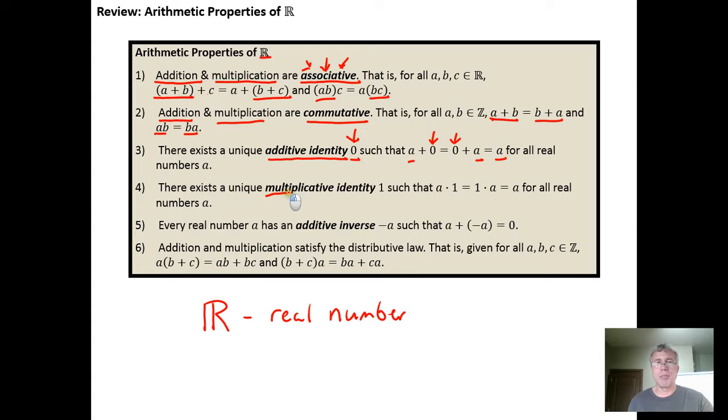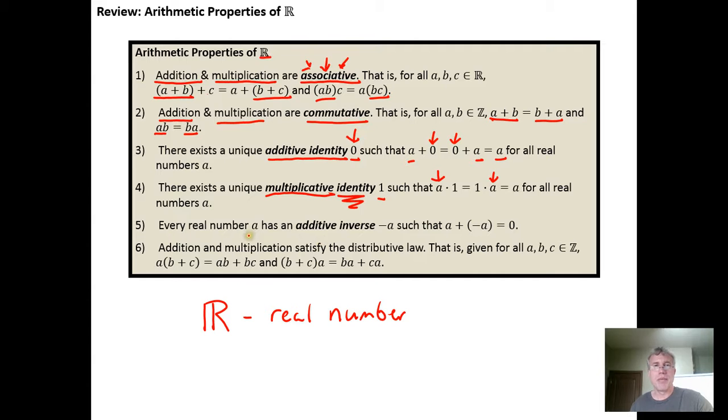And then we have a multiplicative identity, which is 1. And 1 is the number that preserves the identity of any real number A under multiplication. So A times 1 or 1 times A will still be A. 3 times 1 is 3. Multiplication by 1 preserves the identity of the number 3. Multiplication by 1 preserves the identity of any real number under multiplication.